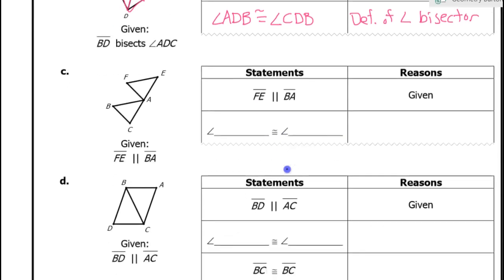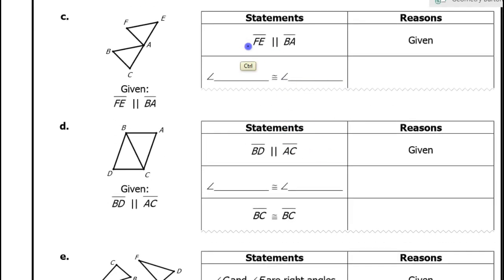Okay, so we're given these parallel lines, and parallel lines can lead to congruent angles. Sometimes it will be alternate interior angles, and sometimes it will be corresponding angles. And we like to say, look for either a Z or an F. So here's what I mean. Start by highlighting the parallel lines, though.